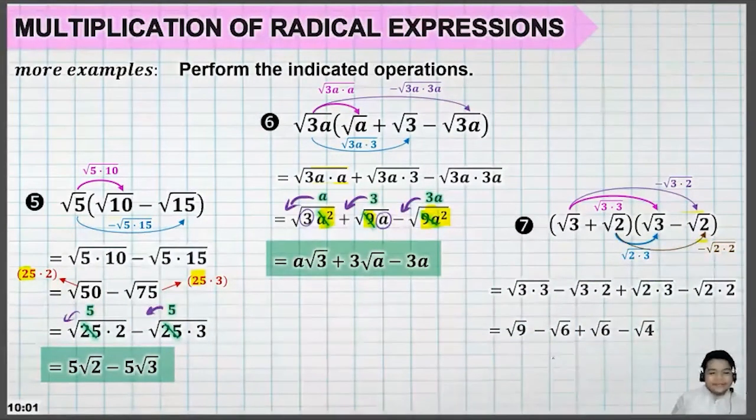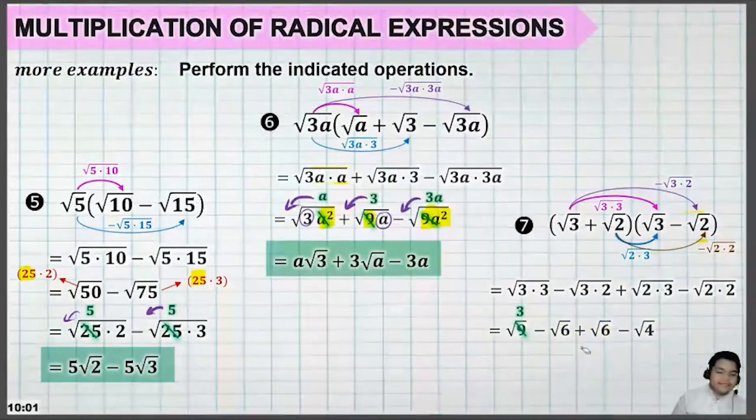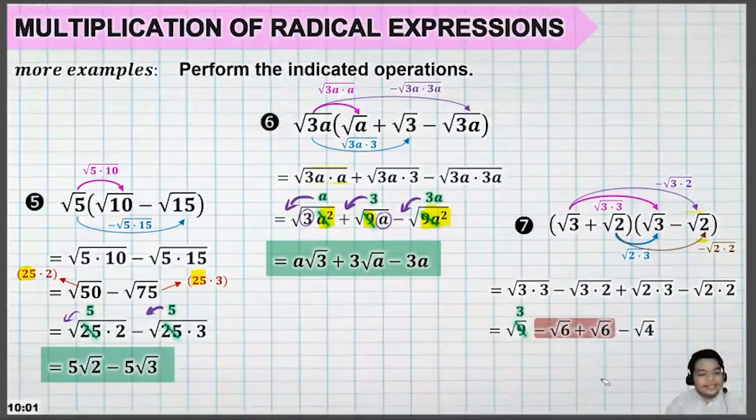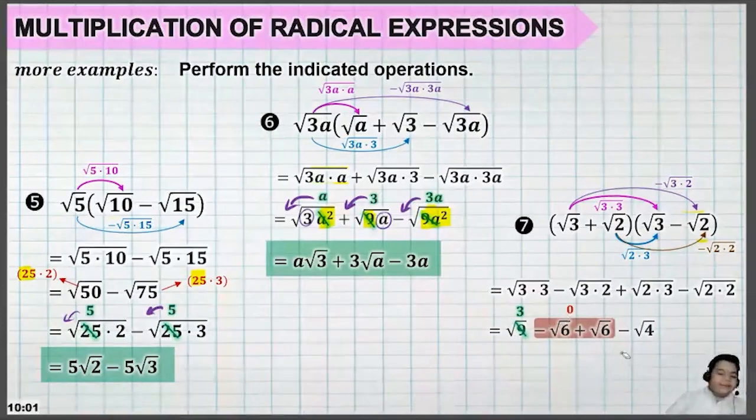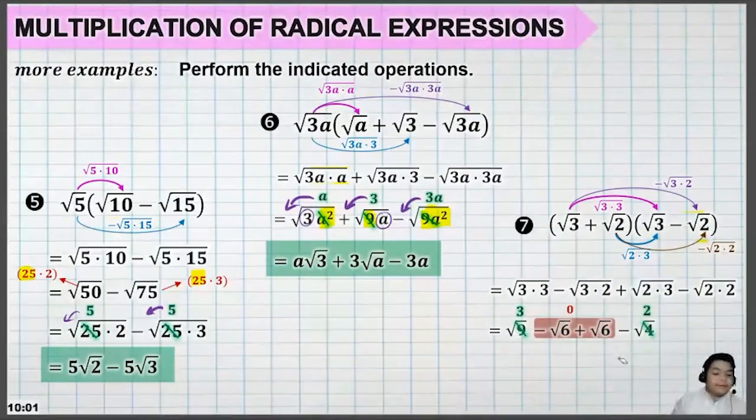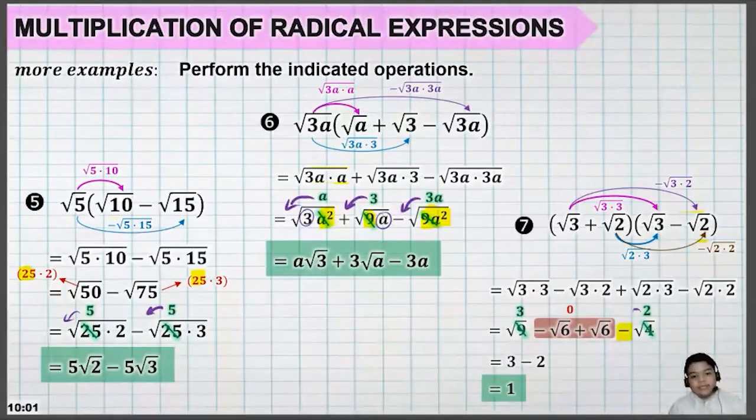Yan. So square root of 9 will just be equal to 3. Then, kung mapapansin nyo, meron tayo ditong negative square root of 6 plus square root of 6. Yan. So, pag inadd mo yan, 0 lang yan kasi parehas naman sila. Parang negative 1 plus 1 lang yan. Then, we have minus square root of 4 wherein square root of 4 is equal to 2. Don't forget na meron pa tayong minus dyan. So, it's gonna be negative 2. So, we just have to make it 3 minus 2. Our final answer, 1. Yan. And that will be our final example for this multiplication of radical expression.